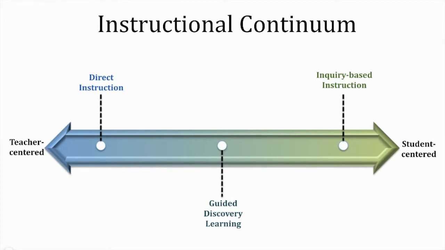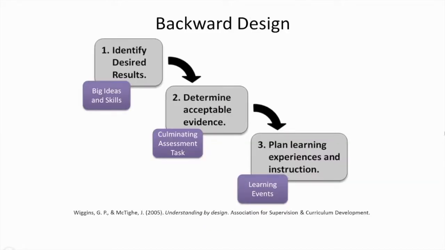So for example, if the skills and knowledge pieces are new and foundational, we might lean towards a direct instruction approach. However, if students have a knowledge and understanding of both the skills as well as the concepts, we might lean over towards more of the student-centered side or even the student-driven side. And knowing which instructional approach to use is really important when we get to this third step where we begin to plan learning experiences and instruction.